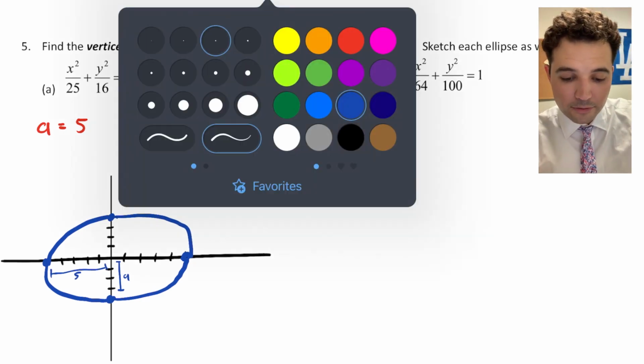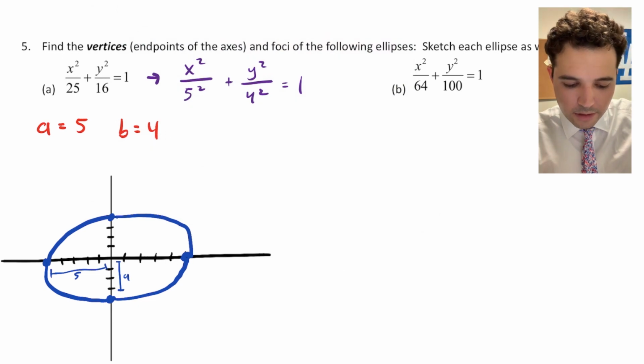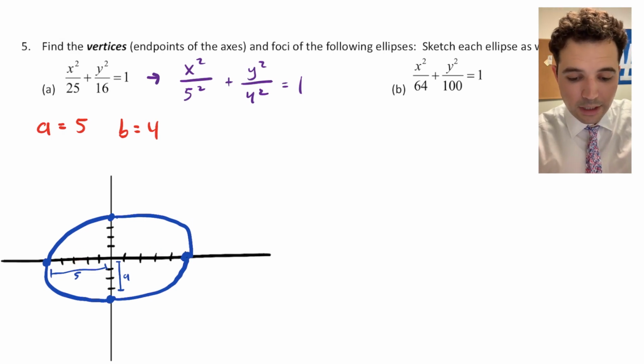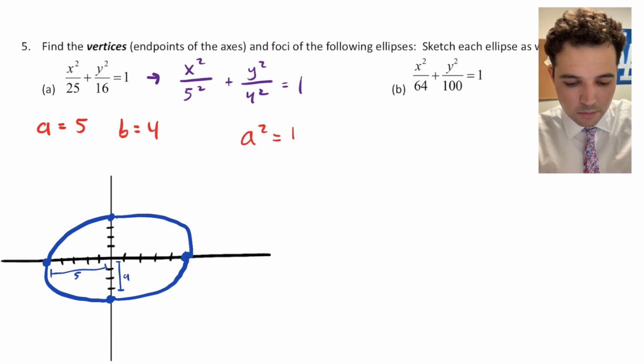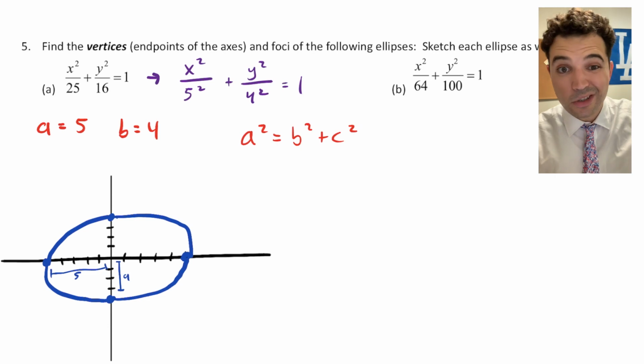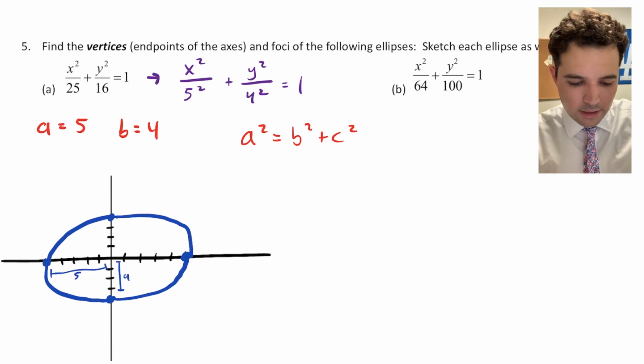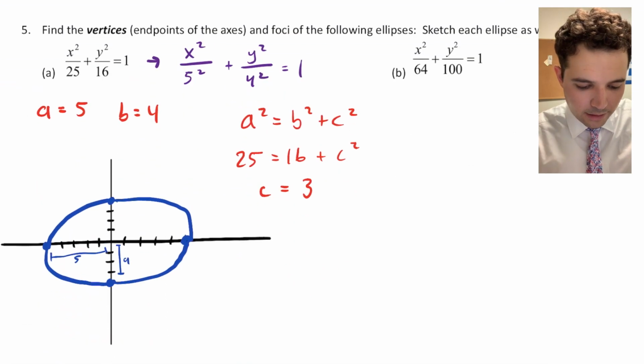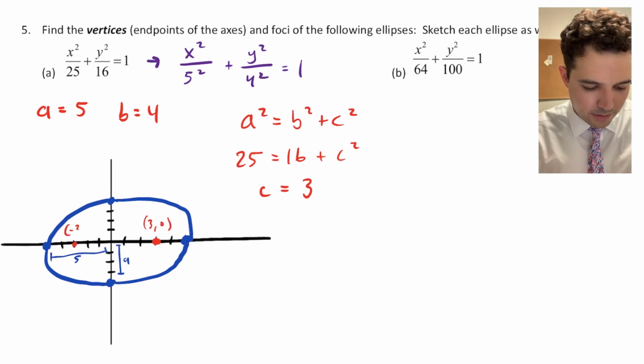And furthermore, I can find my foci, because I know that my foci are around here somewhere. They have to be maybe around here, or maybe around here, and I can find those exact values by using the formula that we already found. We know that a squared is equal to b squared plus c squared, and c is our distance to our foci. And so since a is 5 and b is 4, we can solve for c. In this case, c is 3. So our foci lie at (3, 0) and (-3, 0).